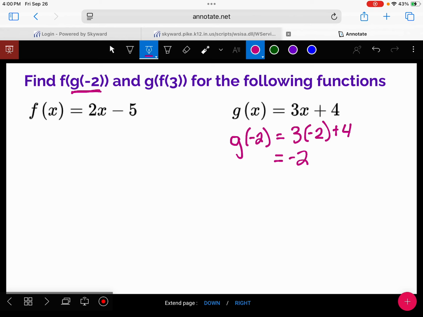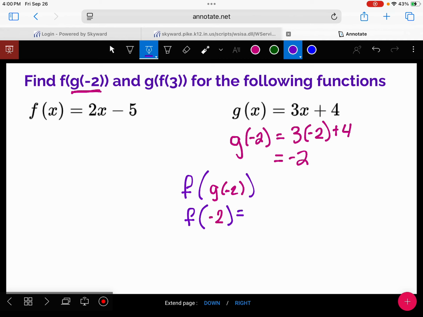So then what we do with that is we're actually looking for our f of g of negative 2. That's what we were asked to find. Well, now we know g of negative 2 actually equals negative 2. So what this means is we can rewrite this as f of negative 2.